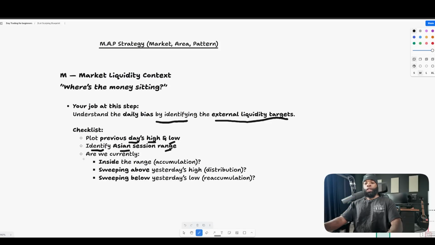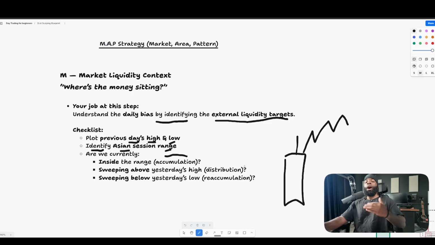So now we also have to ask ourselves, are we currently inside the range, which is what we call accumulation? Another thing we also have to identify is sweeping above yesterday's highs. If we see that yesterday it already surpassed the high, let's just say this was the daily high and we already broke past that, then that could basically mean distribution. So are we distributing out the prices? And if that's the case, then we now know that the market could be going down for the following time. And then also sweeping below yesterday's lows, reaccumulation. So if the market is breaking past these lows, this could actually mean the market could be going the other direction just because it's reaccumulation.